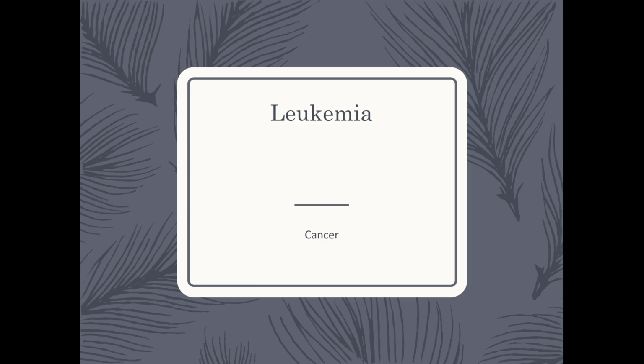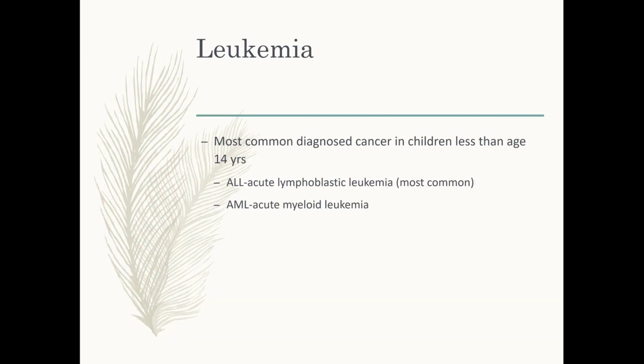So leukemia is the most common type of cancer diagnosed in children less than 14 years of age. How it works is the bone marrow produces immature white blood cells, which are lymphoblasts, which are cancerous. And then you don't have enough normal functioning cells of the bone marrow, so you're not going to have enough red blood cells or platelets or white blood cells.